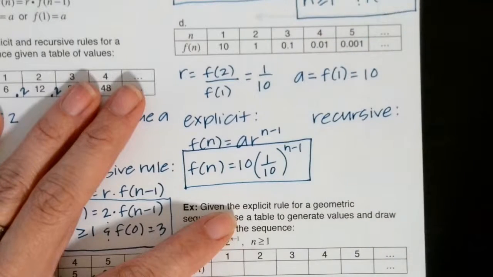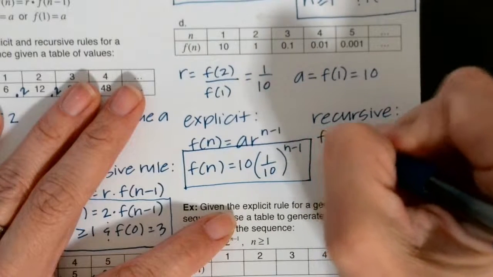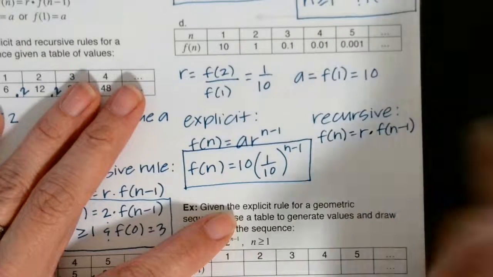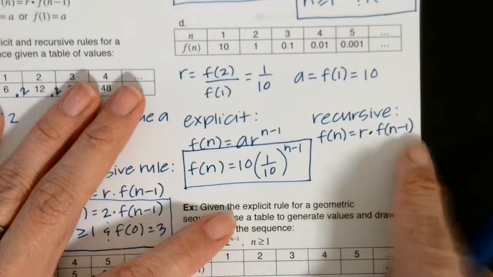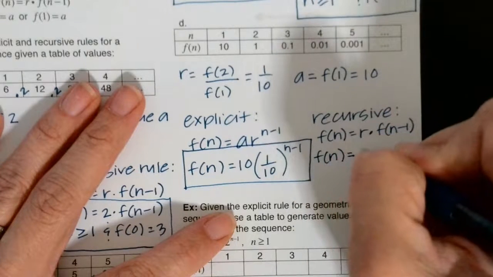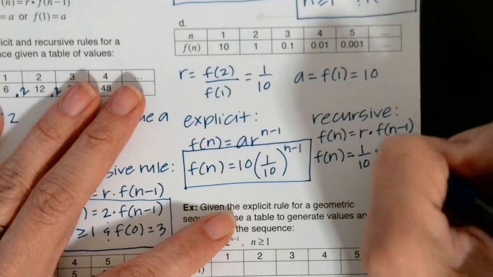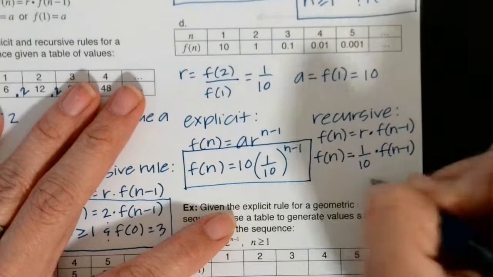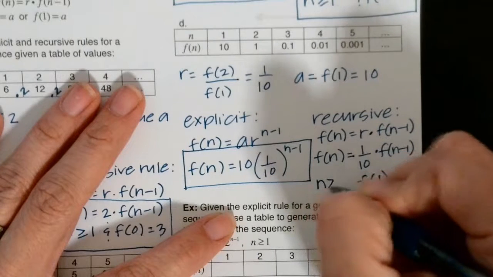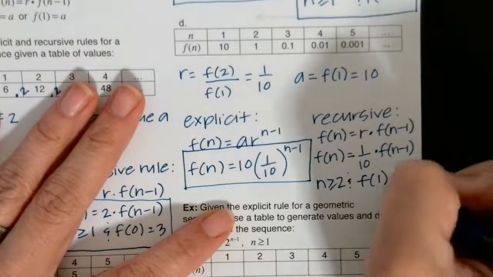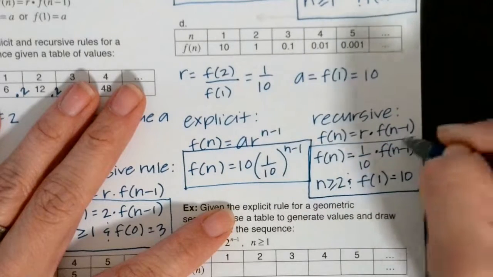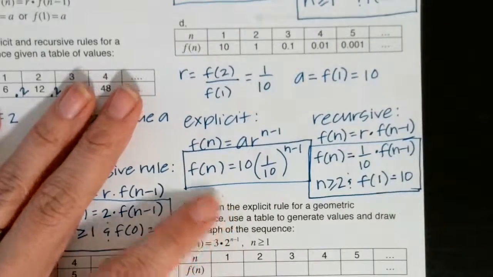So for our recursive rule, that one stays the same. It's r times the previous term, and the fancy math way of saying previous term is f of n minus 1. So our r value is 1/10 times f of n minus 1. Our initial value is 1, so I know this must be n is greater than or equal to 2, and f of 1 is 10. I kind of went around that backwards in a weird way, but it works.